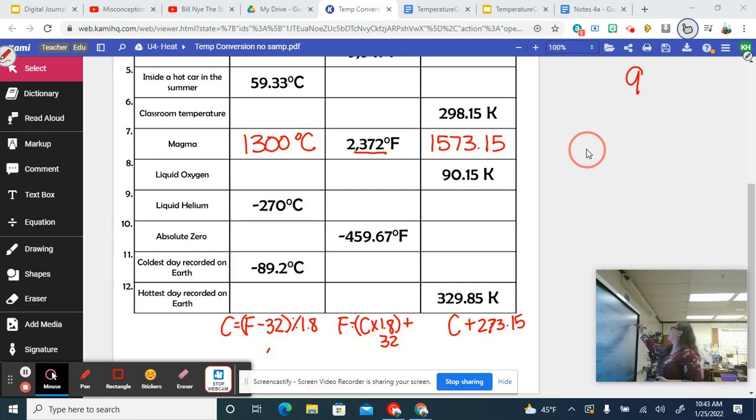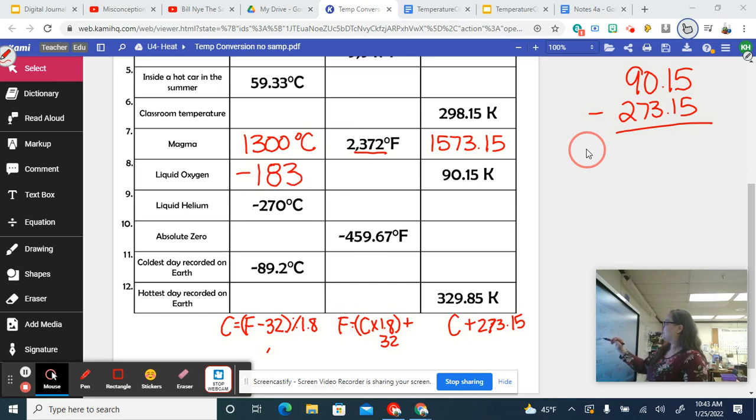All right, for the next one, we got to do the same thing we did above, where first we subtract 273.15 from the Kelvin to get the Celsius. So we've got 90.15 minus 273.15, and that's negative 183. So that's the Celsius answer. And now we're going to convert that into Fahrenheit. So times 1.8 equals, plus 32 equals negative 297.4. Okay, pause it. Figure out the next one, liquid helium.